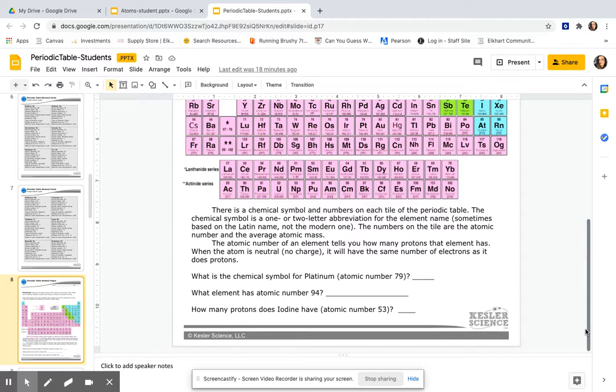What is the chemical symbol for potassium? Atomic number 79. What element is atomic number 94? How many protons does iodine have? Atomic number 53.